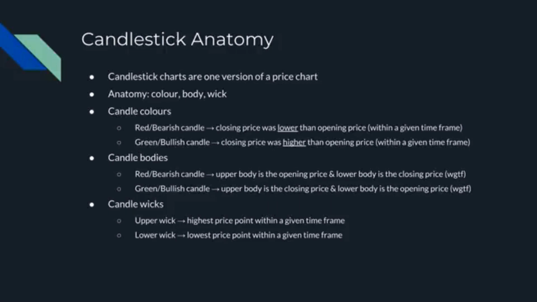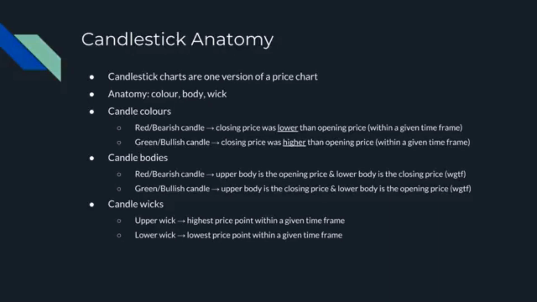Jumping to the next bit of the anatomy, the actual candle body itself. On a red or bearish candle, which we know from a second ago indicates that the closing price was lower than the opening price, the upper body is the opening price and the lower body is the closing price. And for a green or bullish candle, which means that the closing price was higher than the opening price, what the body means essentially flips.